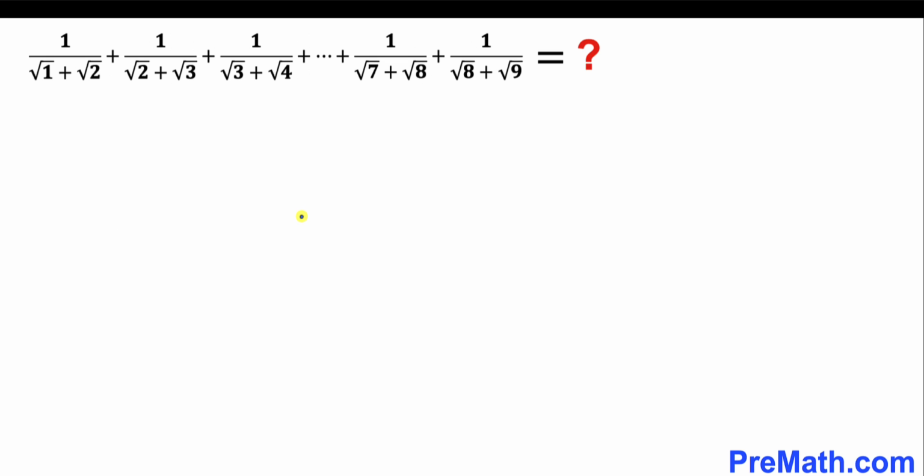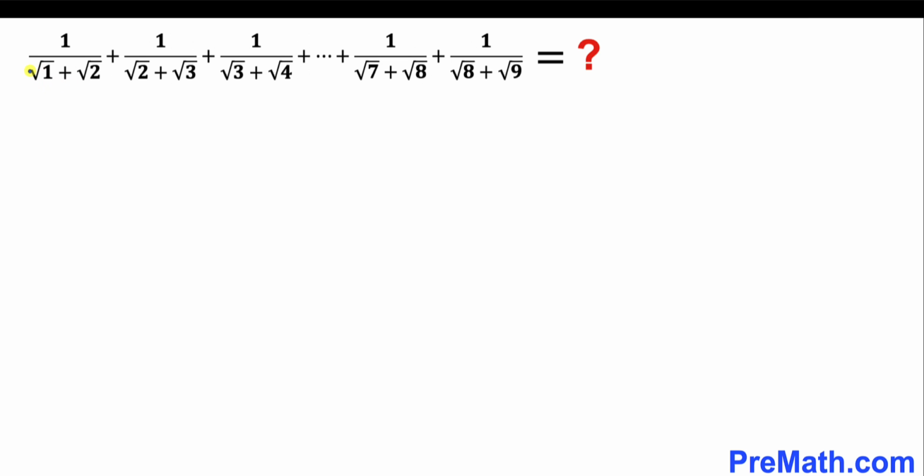So let's go ahead and get started with the solution. Before we go any further, we know that the square root of 1 is simply 1, square root of 4 is 2, likewise this square root of 9 is 3. However, we are not going to simplify them at this point. We're going to do it a little bit later.